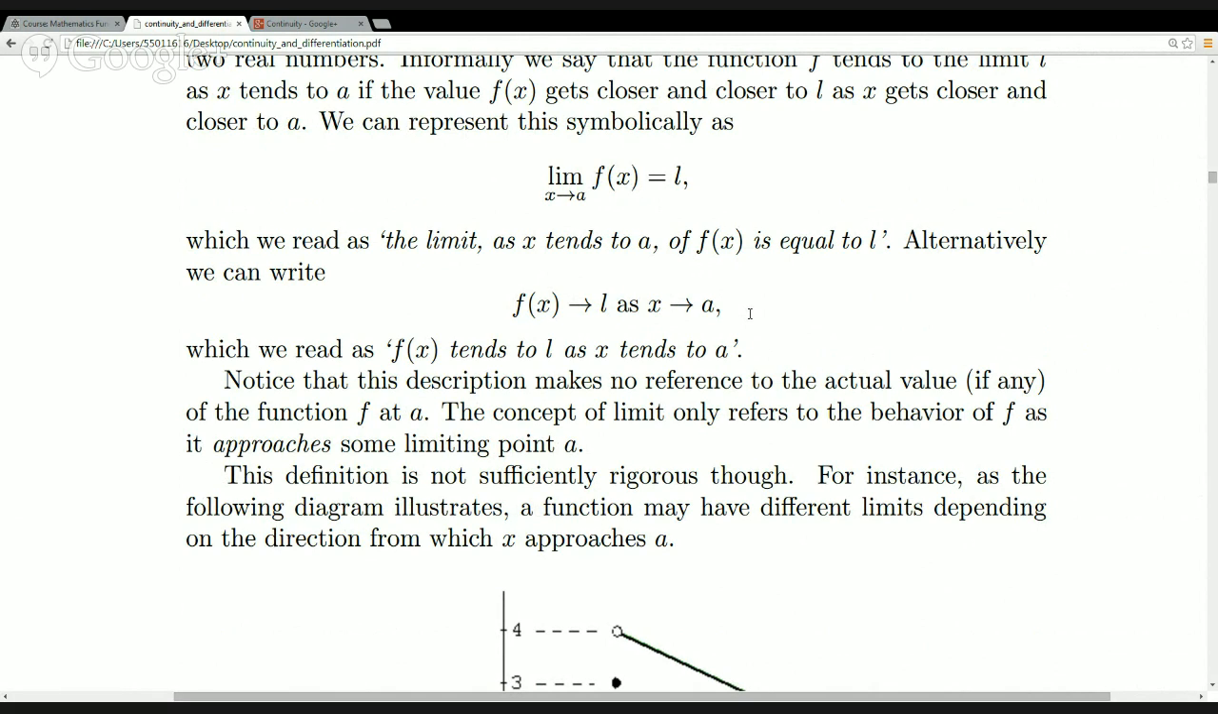So saying that f of x tends to L as x tends to a makes no reference to the value of f at a. It just refers to the behavior of the values f of x close to a, but not actually at a itself.